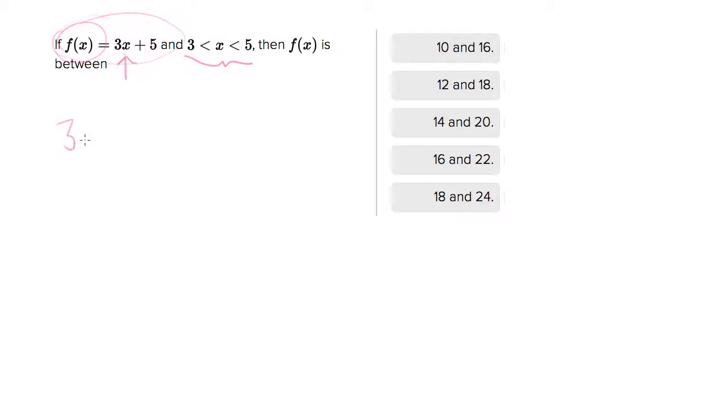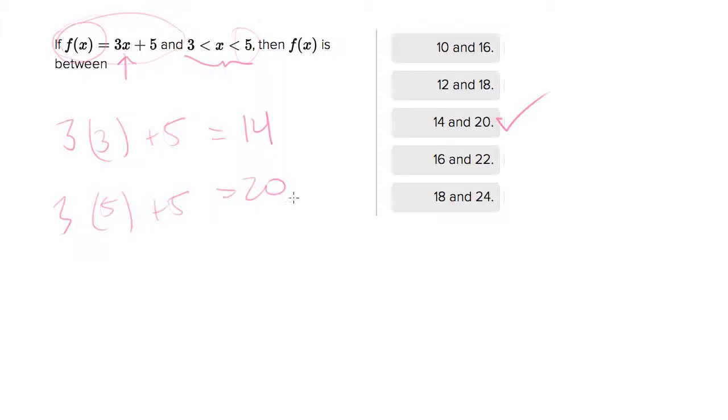So let's do the lower bound, which would be 3 times 3 plus 5. That equals 9 plus 5 is 14. And let's plug in the upper bound. So let's plug in the 5. So that would be 3 times 5 plus 5, which is 15 plus 5 is 20. So you'd be tempted to just pick the third answer choice and be done. And that is the correct answer here.